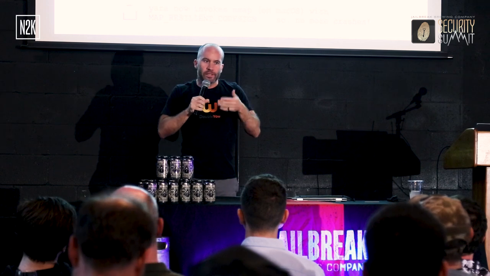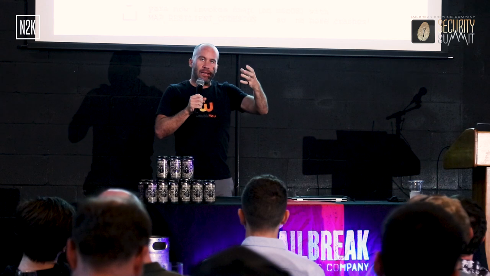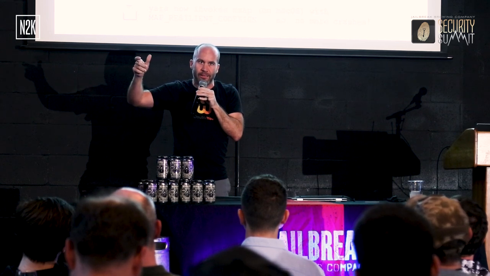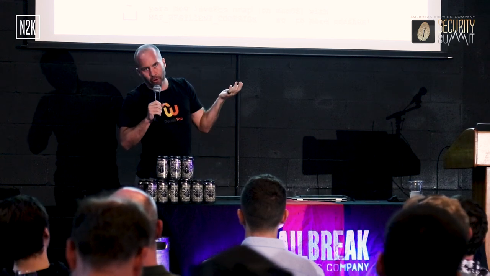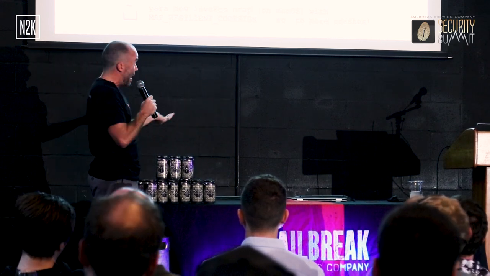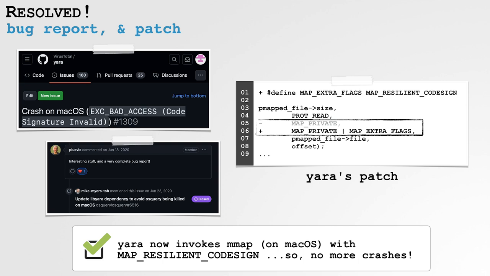So the problem was Yara wasn't using this rather unknown Apple flag, so that when it would map in a file to scan, if that file had an invalid signature, the operating system would say, hey, you just mapped in some invalid code, and even though you've mapped it in as read-only, as soon as you go to access it, we're going to crash the program. And that's just a design decision that Apple made. So the solution was then to simply map the files with that proprietary Apple flag that basically tells the operating system, hey, I know what I'm doing, I'm mapping in binaries that might have invalid signatures, but that's okay. I'm not trying to run this memory. I'm just trying to do a file scan.